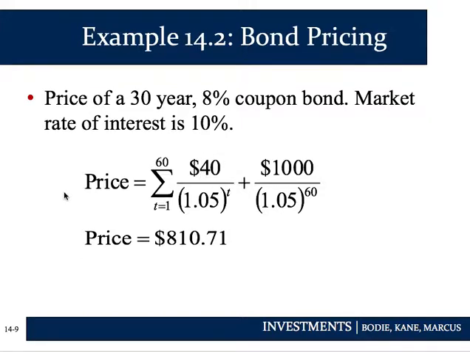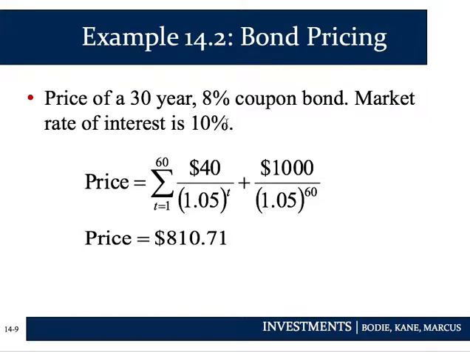How did we come up with $40? It's an 8% coupon on a $1,000 bond. 8% of $1,000 is $80, and it's paid semi-annually, so you cut it in half. That gives you $40 here. The interest rate is 5% or 1.05. Where did we get that?